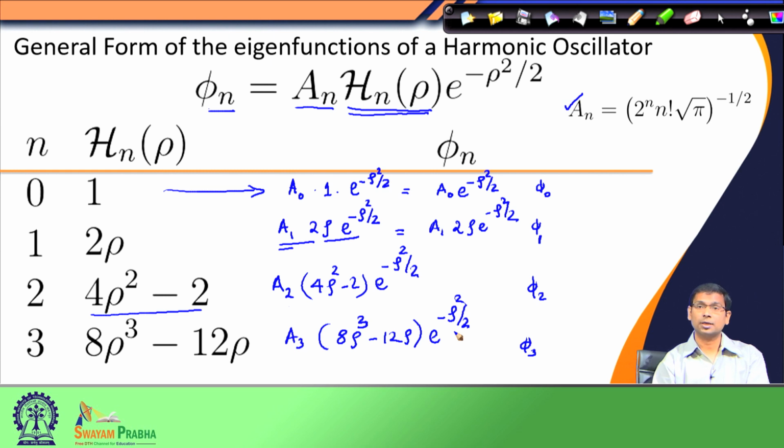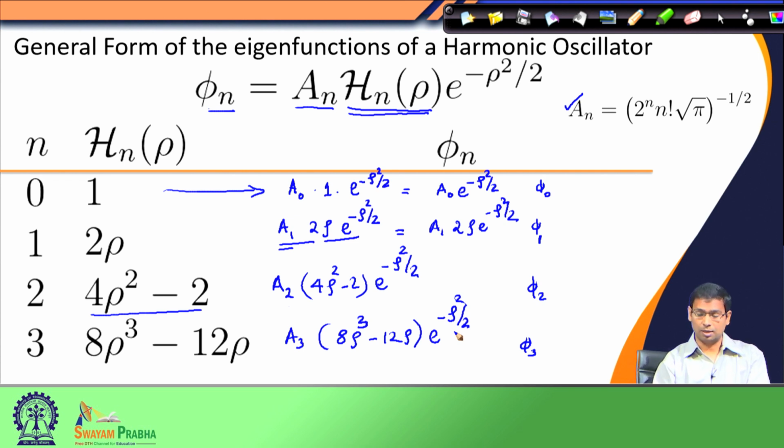So, to remind you, the eigenfunction of harmonic oscillator has 3 important components: one, the normalization component a n, the Hermite polynomial, and the Gaussian function e to the power minus rho square by 2. So, remembering these facts, you can actually write down any eigenfunction of harmonic oscillator very easily.